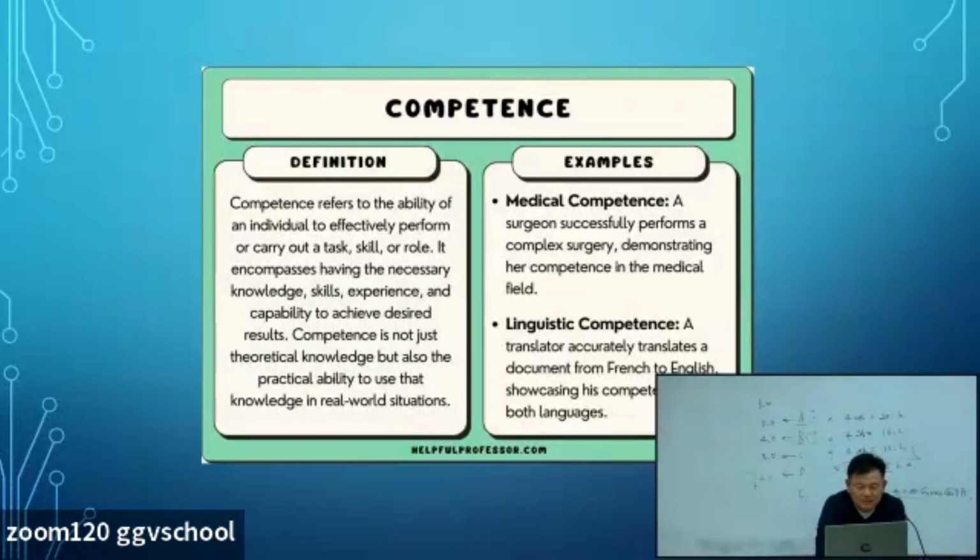Or linguistic competence. This is accurately translating a document from French to English, showcasing competence in both languages. It's linguistic competence because I can speak English, but I cannot speak Chinese. But the Chinese person can speak English, but he cannot speak Korean. At this time, we mediate through English. So I say it in English, and then it is translated to Chinese, something like that.